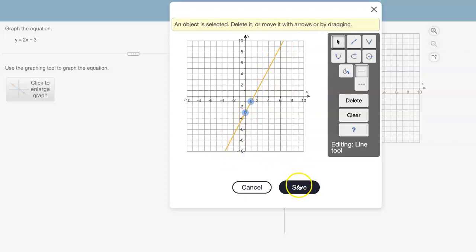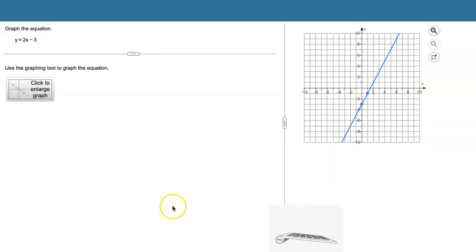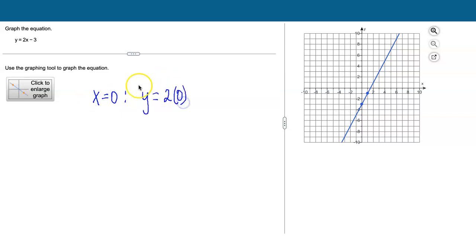Okay. Now, just to make sure that we're not going crazy here, I'm going to save this, and then we're actually going to write out some points here. So let's say we use when x is equal to 0. Of course, by definition, we know that whenever we say 2 times 0, that's going to be 0. And 0 minus 3 is just a -3. So that gives us the point 0, -3.